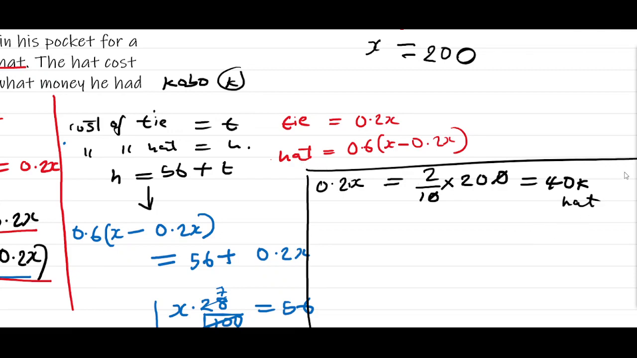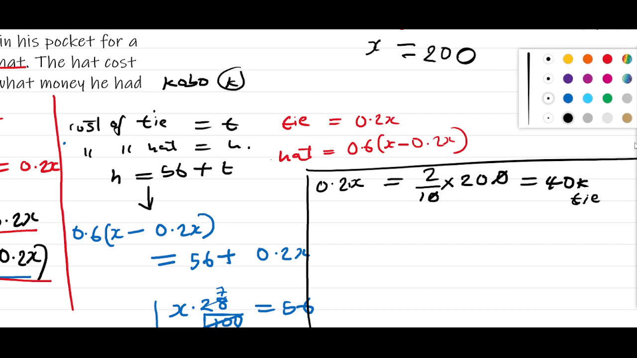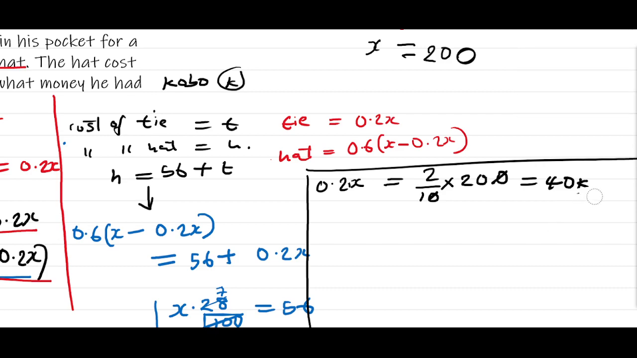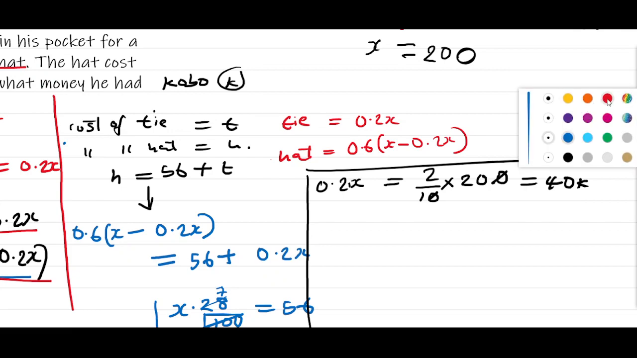Okay, no, sorry, not really the hat. Why do I keep confusing these two? I'm sorry. This is the amount he bought the tie. Now for the hat, I don't even need to write it tie here. I'll just write the hat in red, a different color.